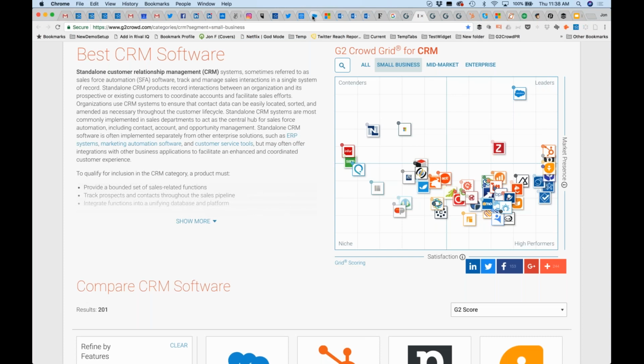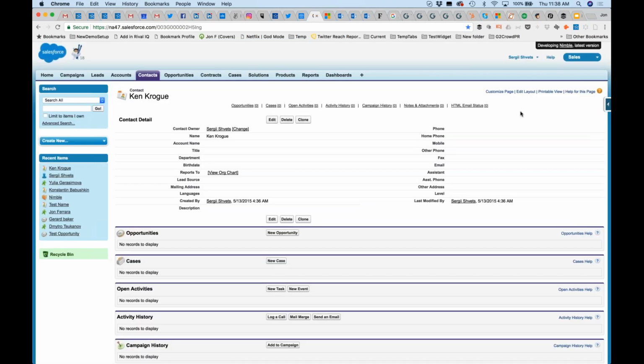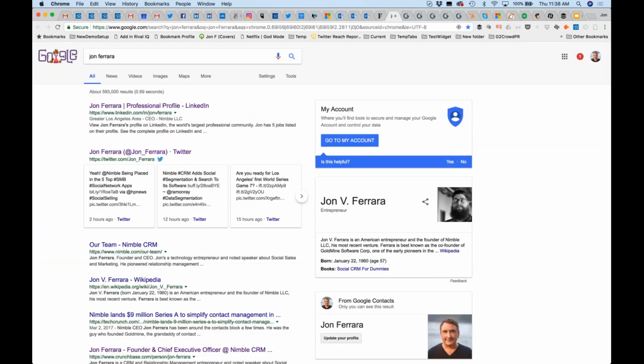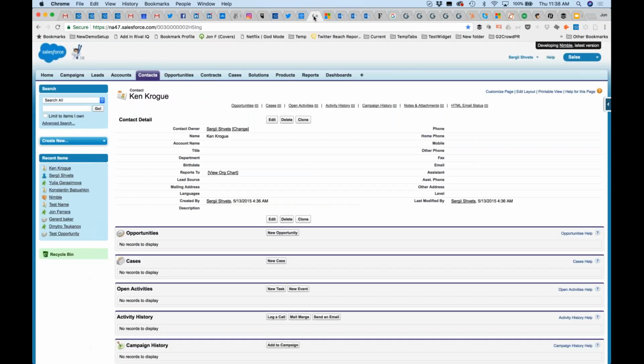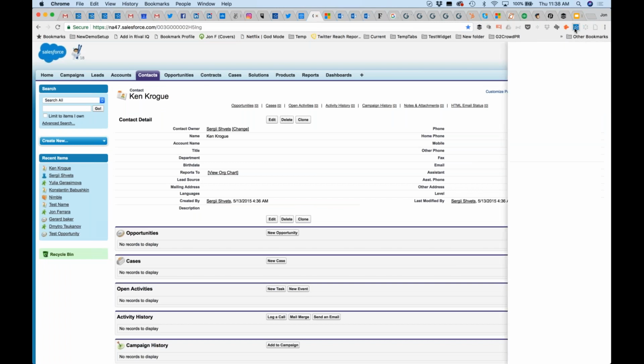And probably many people who are listening to this call use Salesforce. Now, the thing is, if you put a lead into Salesforce, the first thing the salesperson has to do is Google who that person is, figure out what their business is about, and then go log that in the CRM. And that's why we built Nimble, so you don't have to do that.